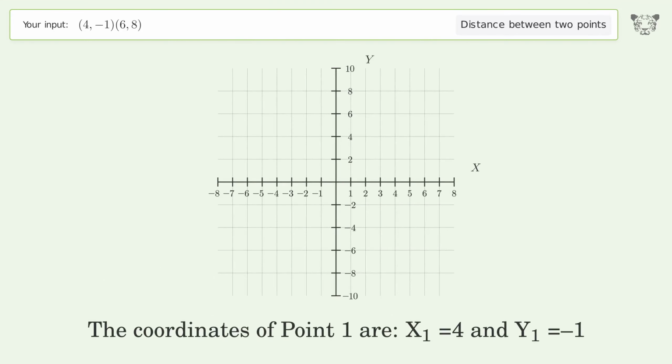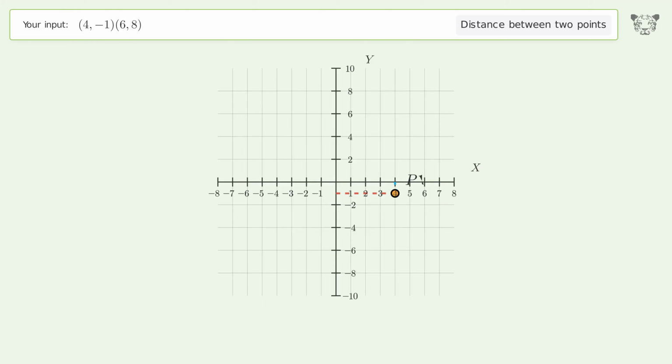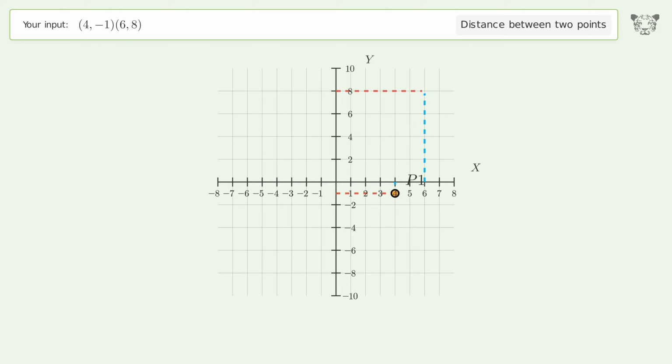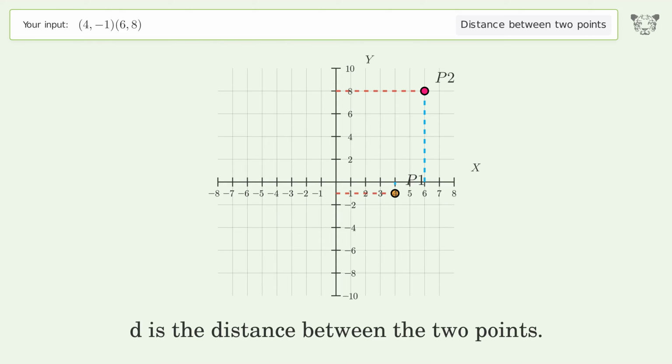The coordinates of point 1 are x1 equals 4 and y1 equals -1. The coordinates of point 2 are x2 equals 6 and y2 equals 8. D is the distance between the 2 points.